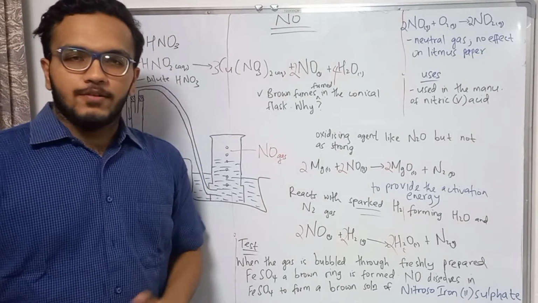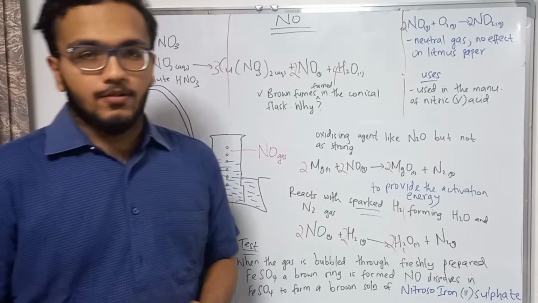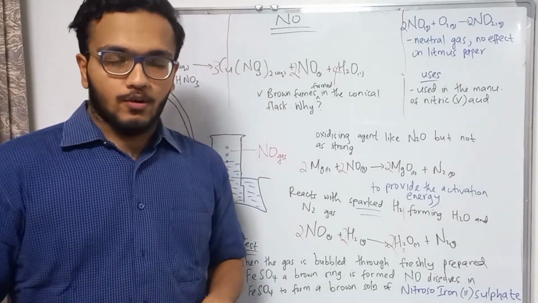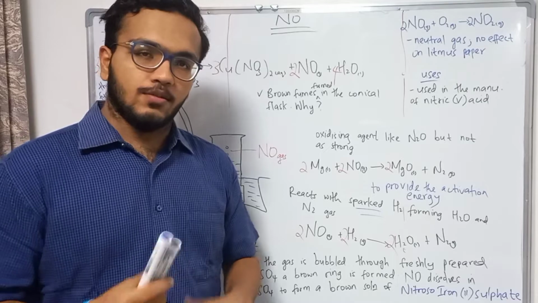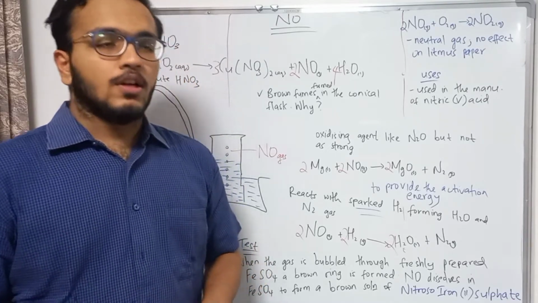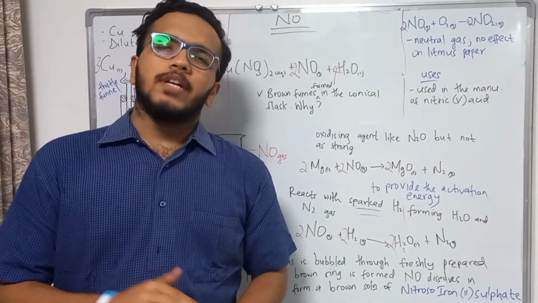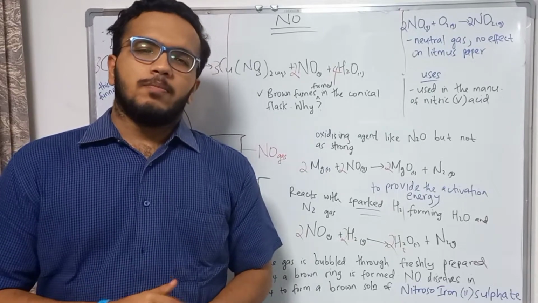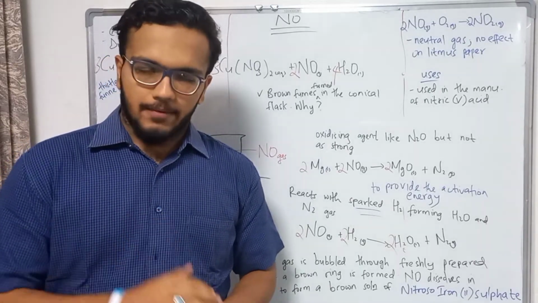Next oxide of nitrogen being nitrogen 2 oxide. Nitrogen 2 oxide, written as NO: nitrogen valency 2, oxygen valency 2, they cancel out to form NO. So how is nitrogen 2 oxide prepared? Nitrogen 2 oxide is prepared by using two reactants mainly.